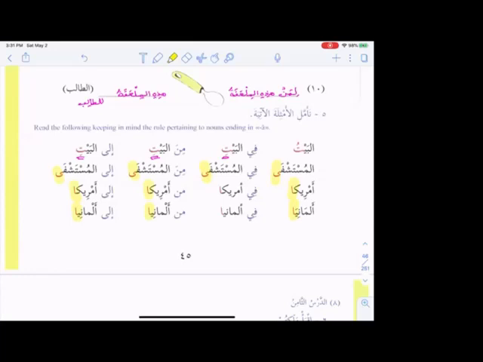How does it end now here? Al-Mustashfa. Fine. I ask you something. If you see Al-Mustashfa on its own, we know it is marfu. But I don't see the Dhamma there.